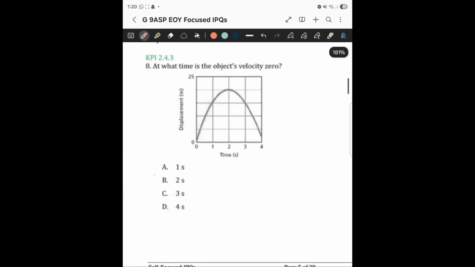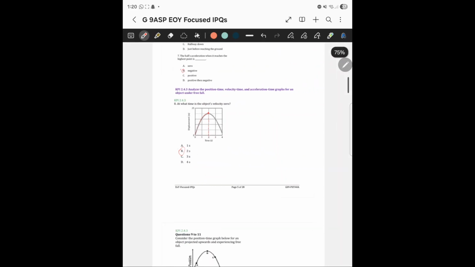At what time is the object 0? So this is a displacement time graph, so it's a bit like drawing the curve of the actual motion. At the top of the displacement graph, this is when the speed will become 0, and then it'll come back down and become negative. You can see it's going down now. So this means here, at 2 seconds, it is at 0. So B is the answer there.